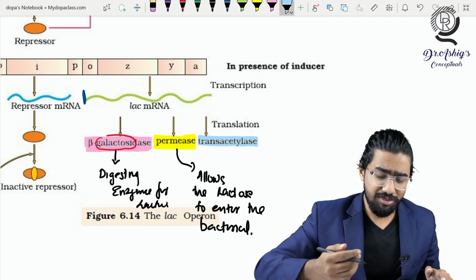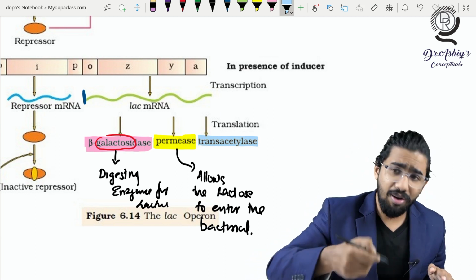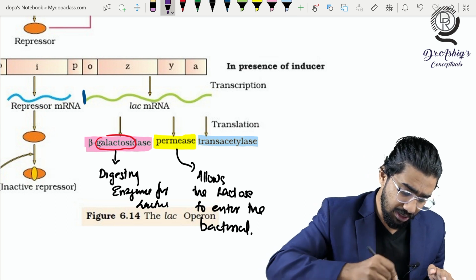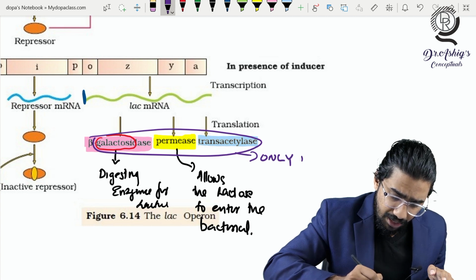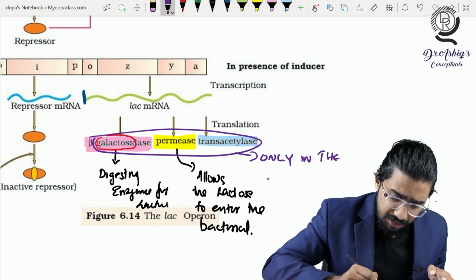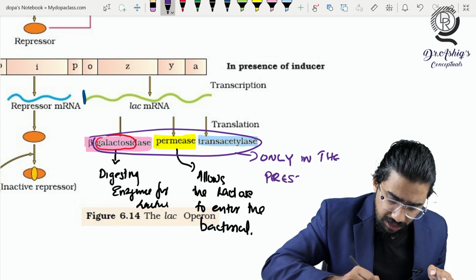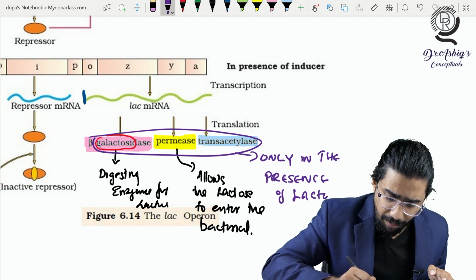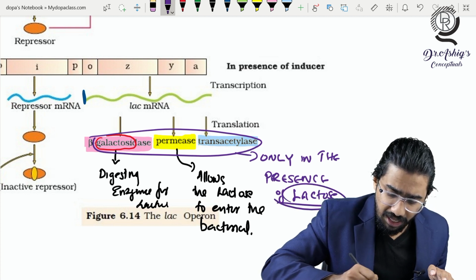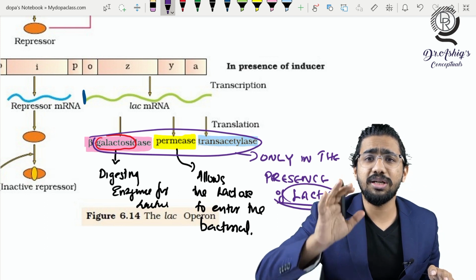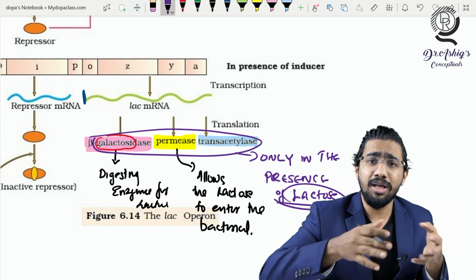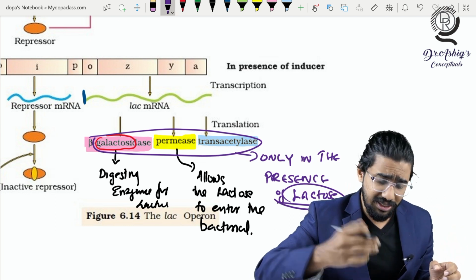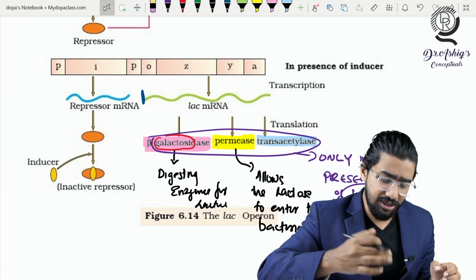And when does the bacteria need these three enzymes? These three enzymes are needed only in the presence of lactose. If the lactose is absent, does the bacteria need these enzymes? If the lactose is absent, the bacteria do not need these enzymes. Why? To save energy. Lactose is absent, so we do not need the lactose digesting enzymes. So let's see what happens if the lactose is absent first.